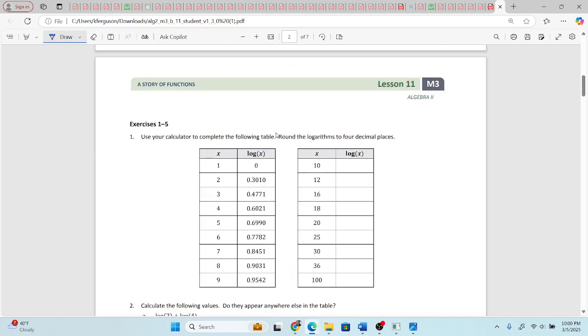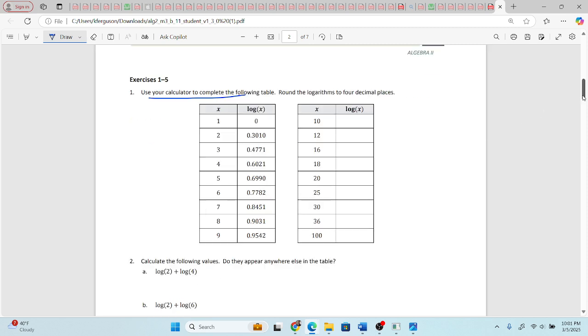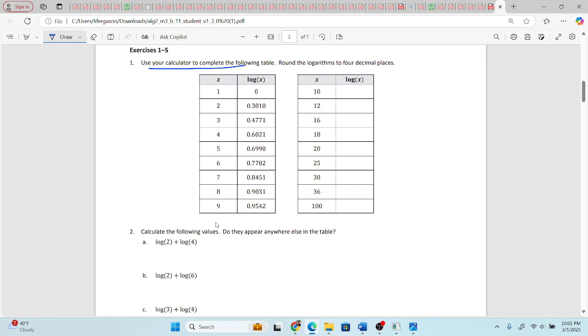Okay, so use your calculator to fill out the tables. I'm going to leave those to you, okay? You guys can use your calculator to fill out those tables, right? All right, so now calculate the following values, and do they appear anywhere in the table?